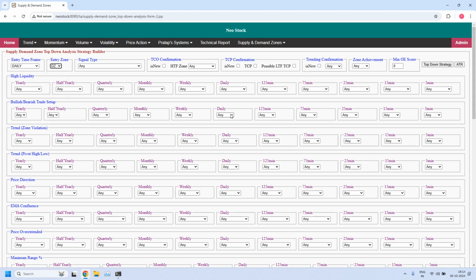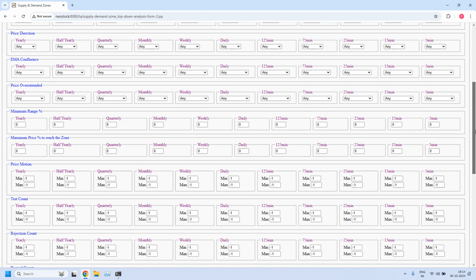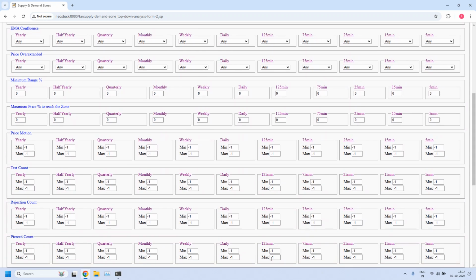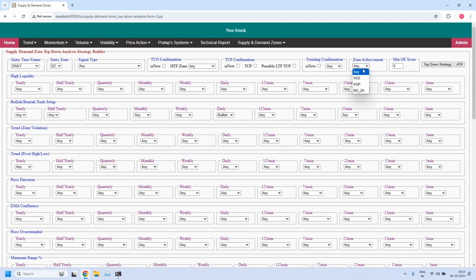In bullish or bearish trade setup at daily time frame, selecting bullish. The daily demand zone should not be pierced. So in the pierced count at daily time frame, setting minimum value 0, maximum value 0. That means pierced count is 0. Pierced count 0 means zone is not pierced. Zone achievement violated opposing zone. Minimum odd enhancer score 12. All the 3 filters are applied to daily demand zone.